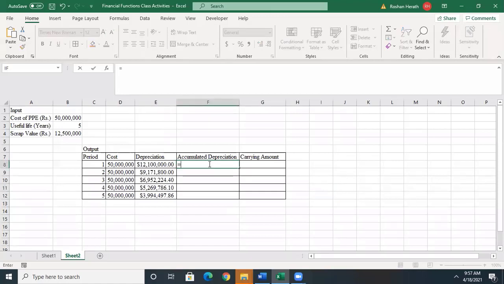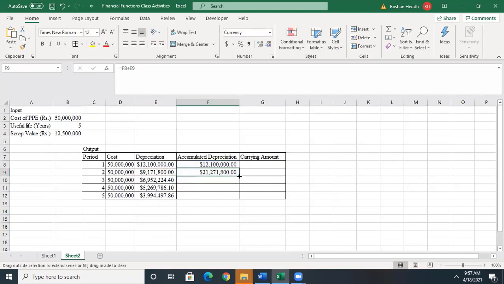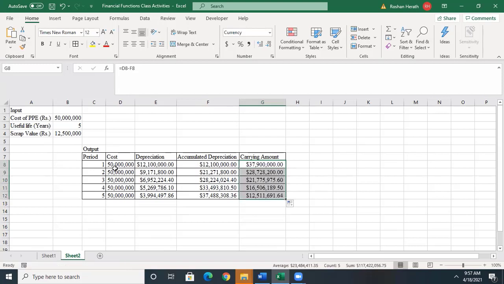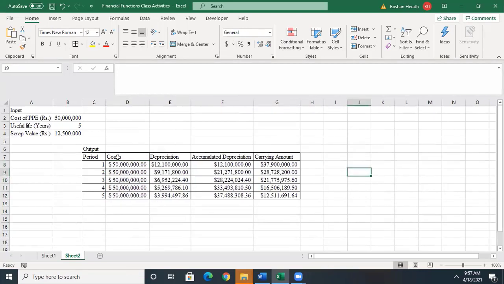Then the accumulated depreciation, the first year, no, it's fine, it's just the same. But when it comes to the second year, it has to be this one plus the next year depreciation. Then you can simply drag them down. Carrying amount, it's going to be the cost minus the accumulated depreciation. So we may better apply the currency for that as well. We can even keep them in rupees, LKR. I have just kept them in dollars.